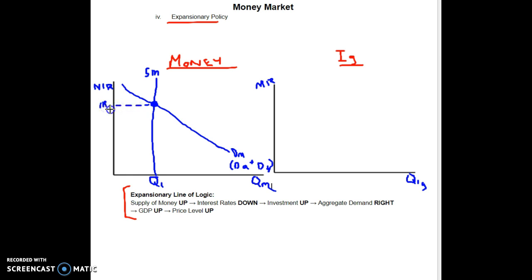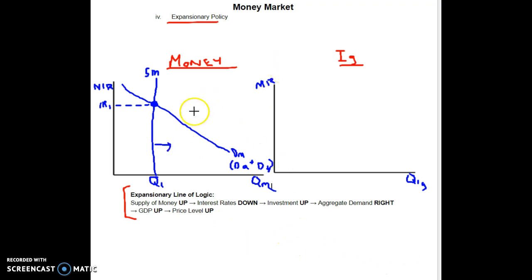Now, when the Federal Reserve acts, they're trying to manipulate interest rates. You might even hear this in the news, where they say, hey, the Fed is going to raise interest rates by X percent. And that's what's going on. So if I want to expand my economy, I'm trying to do something that will cause investment, which will cause aggregate demand, GDP, and price level to rise. So I do this by shifting the supply of money to the right.